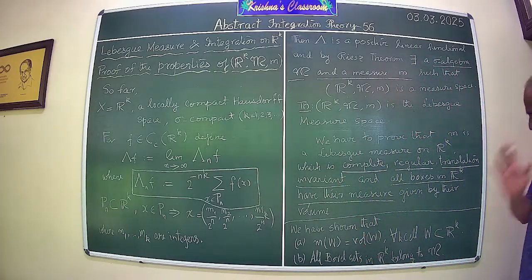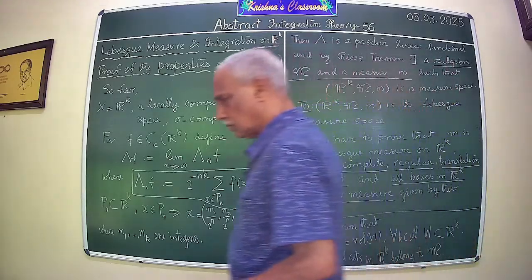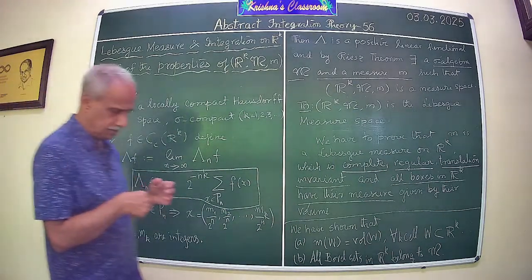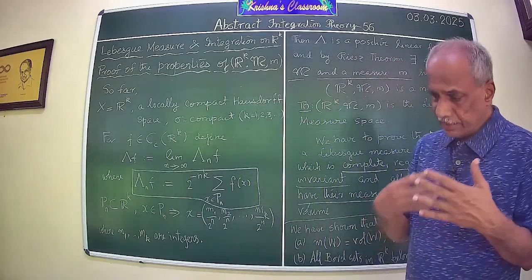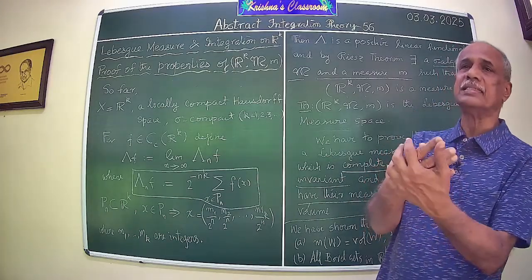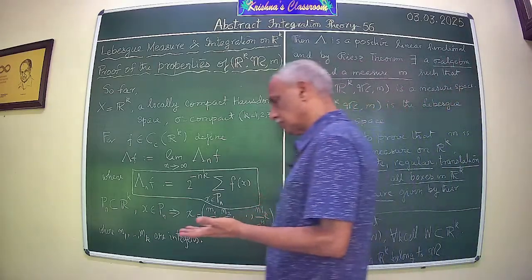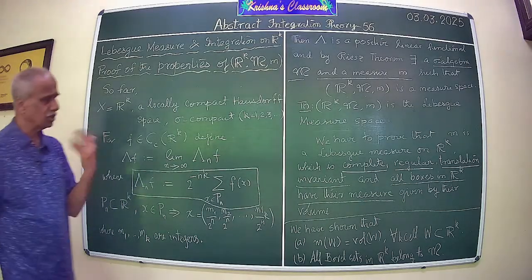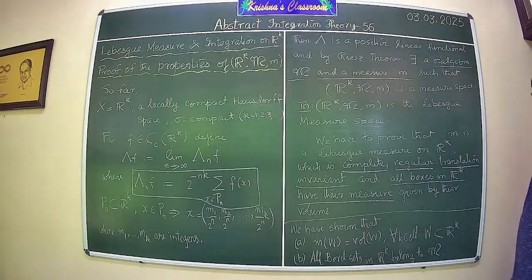Now all Borel sets in R^k belong to the sigma algebra. What are Borel sets? You have the open sets. That means you are going to generate the sigma algebra with the topology. So all open sets in R^k, with the usual topology on R^k, are measurable sets. That's the first thing.